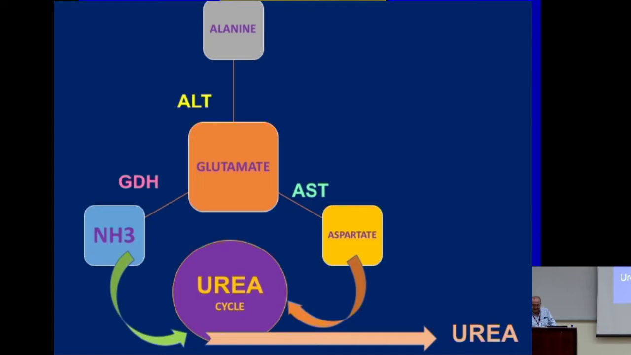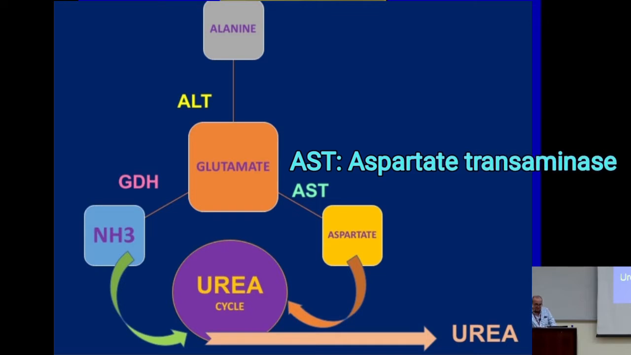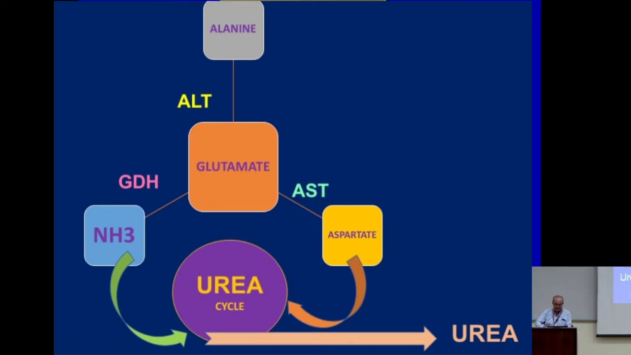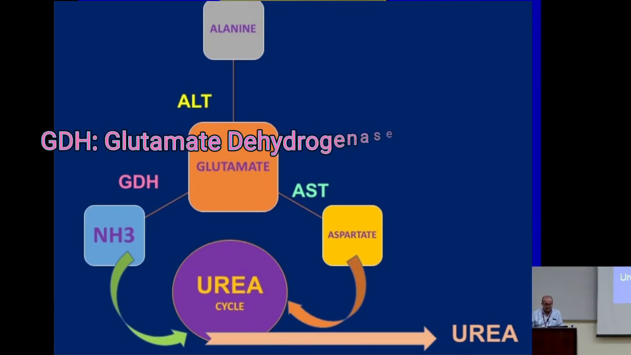Then you have AST. AST is going to take some of that nitrogen you collected in glutamate and give it to oxaloacetate to form aspartate. Okay? And finally, you can produce ammonia directly from some of that glutamate you collected by glutamate dehydrogenase. Again, glutamate dehydrogenase is a reversible enzyme, just like the transaminases, meaning it can produce ammonia and alpha-ketoglutarate, or it can be used to resynthesize glutamate from ammonia and alpha-ketoglutarate.